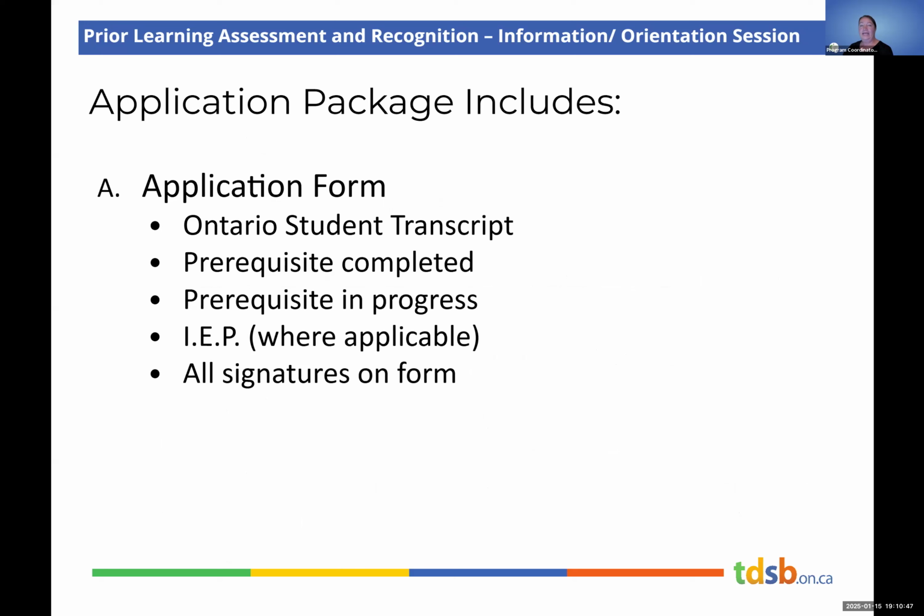The next big question is, what does the application actually look like? So the application package includes first the application form that will require the following items. It will include your Ontario student transcript, any prerequisite, either completed or in progress, an IEP if applicable, and all required signatures on the form, whether it is digital or typed signatures are accepted.